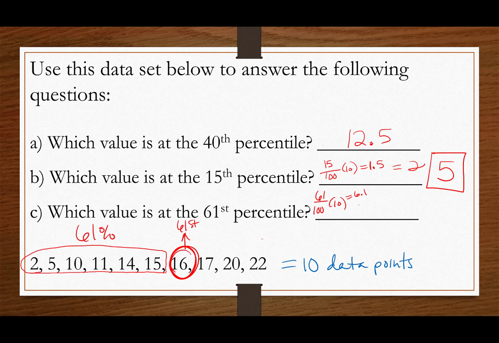And so that's why the instructions say don't use the rounding rules, but just every decimal rounds up to the next position, which in this case would be position 7, and 16 is sitting in position 7.